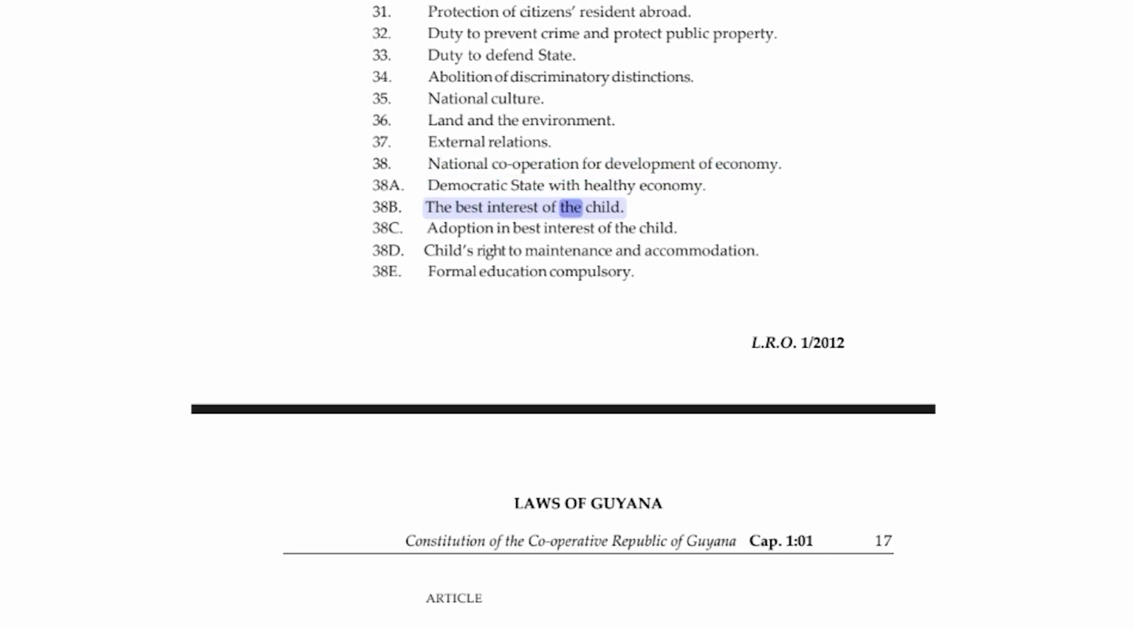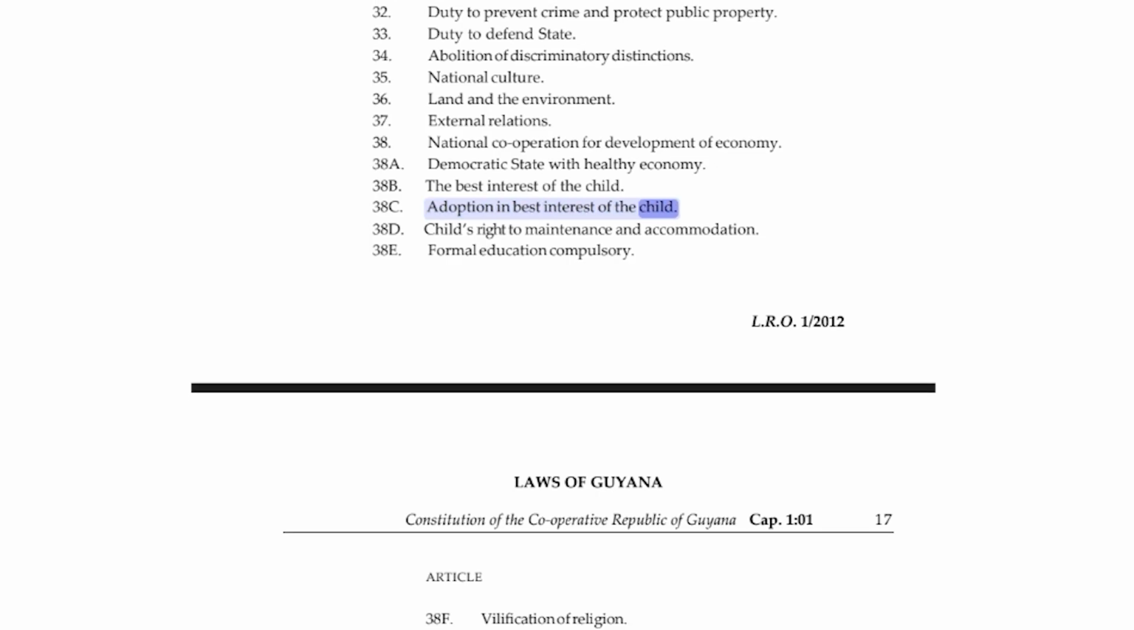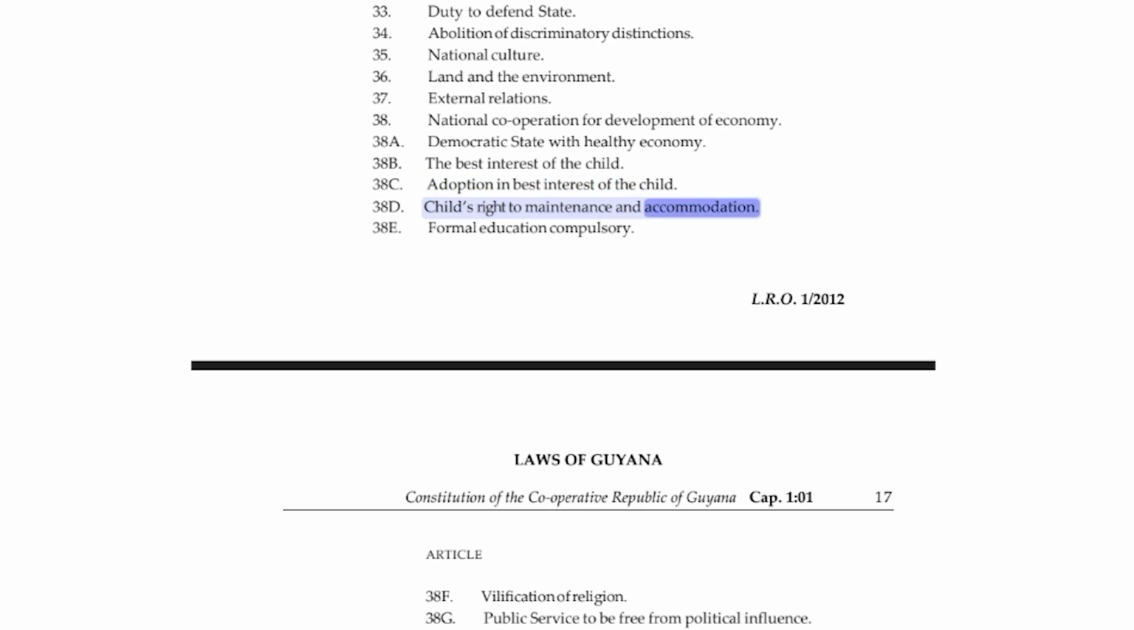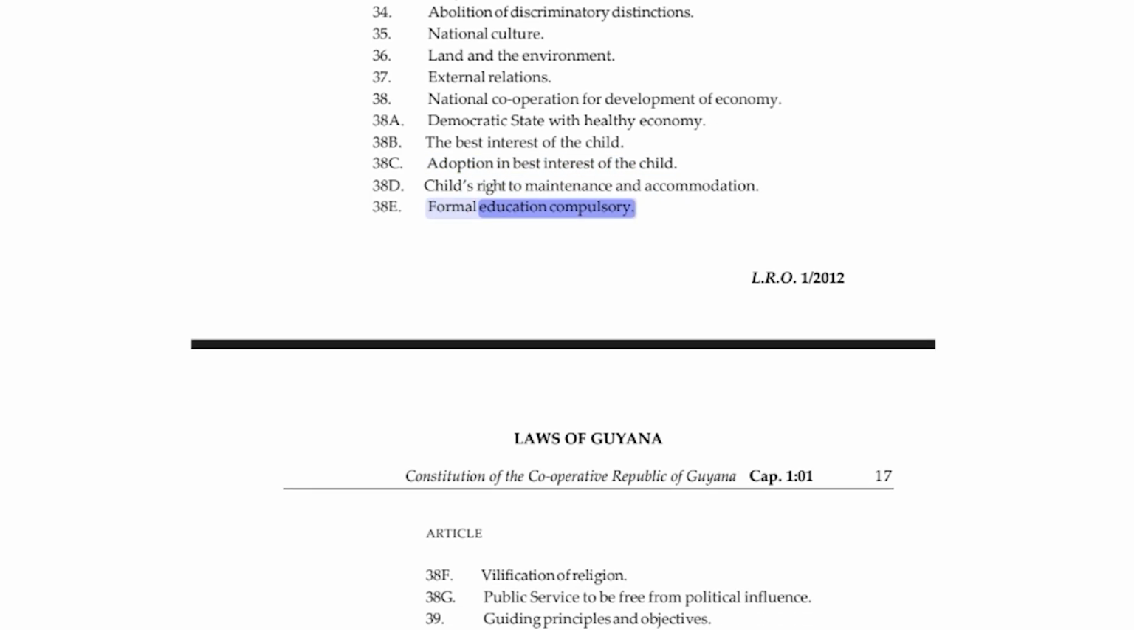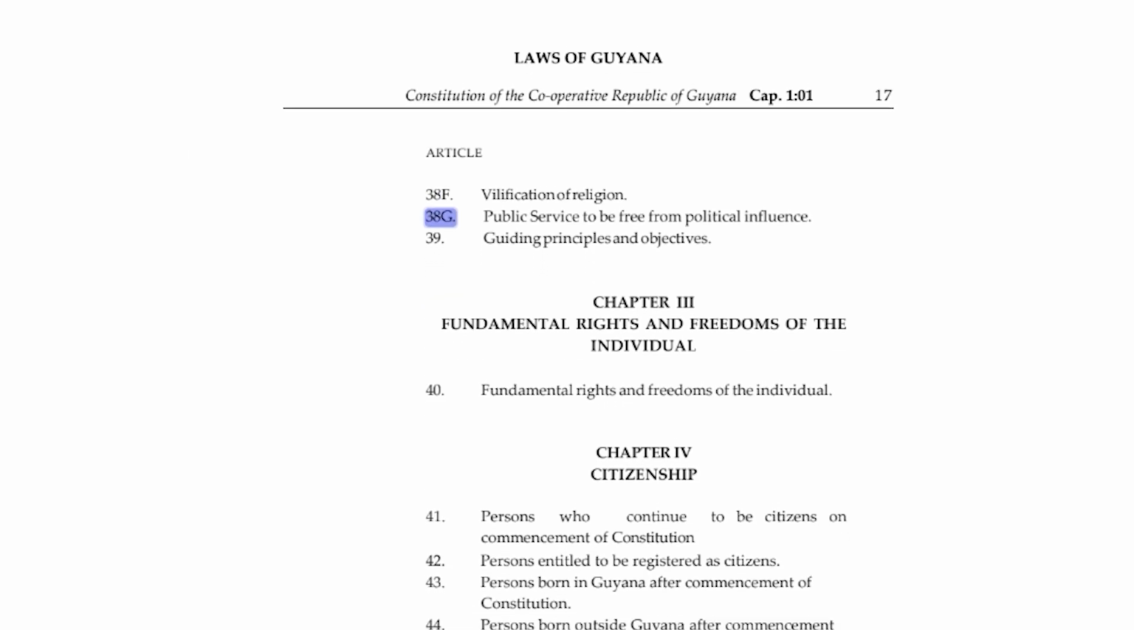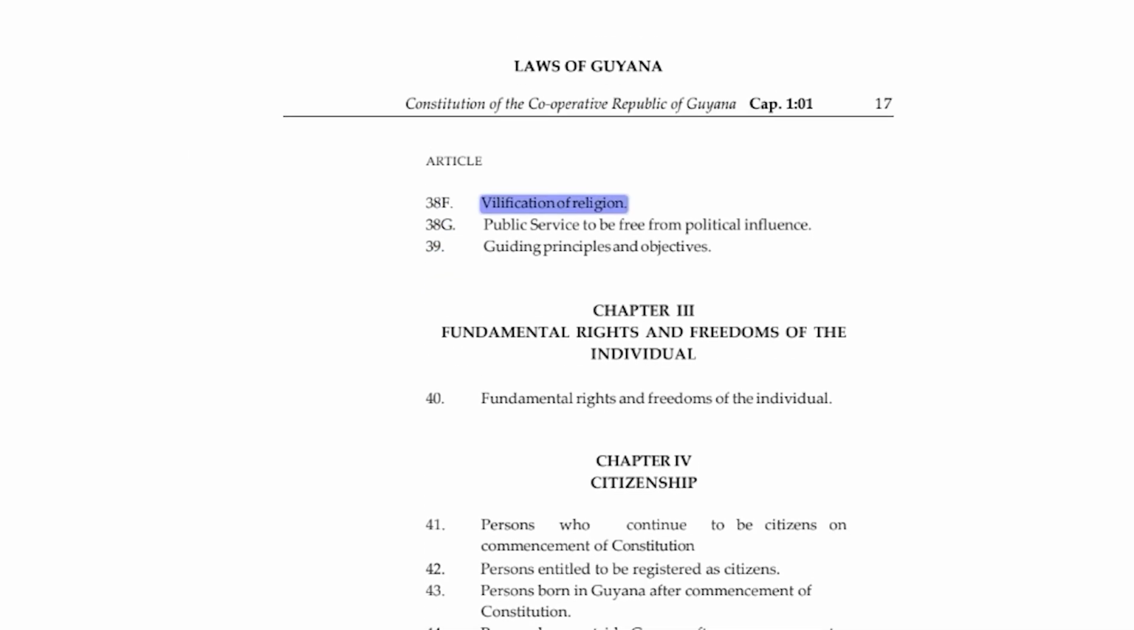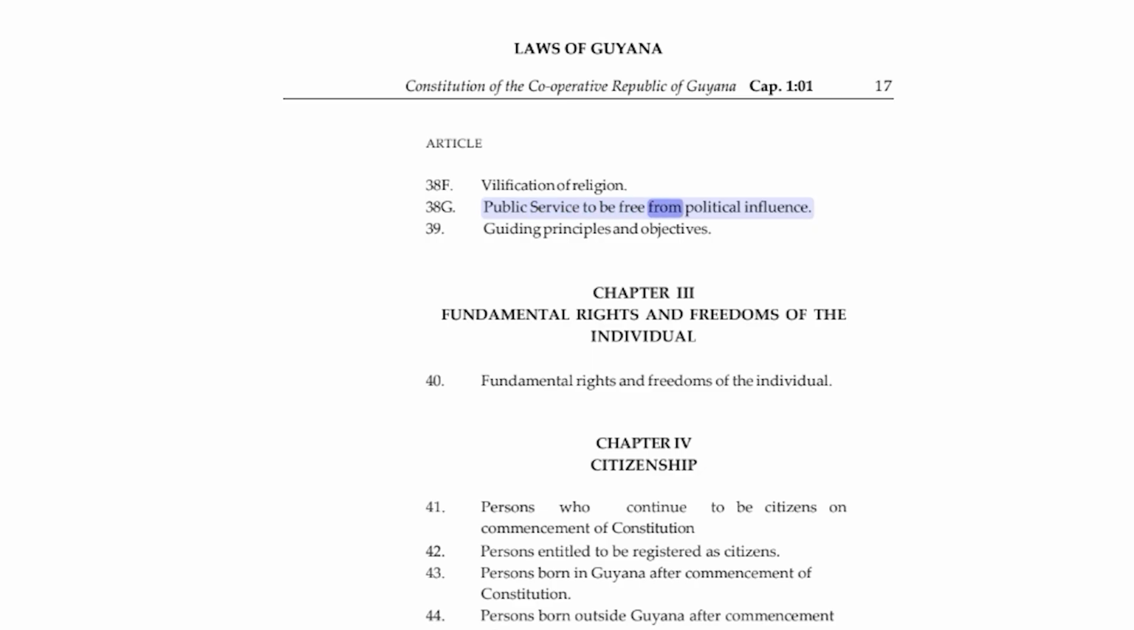The best interest of the child. Adoption in best interest of the child. Child's right to maintenance and accommodation. Formal education compulsory. Article 38F. 38G. 39. Vilification of religion. Public service to be free from political influence.